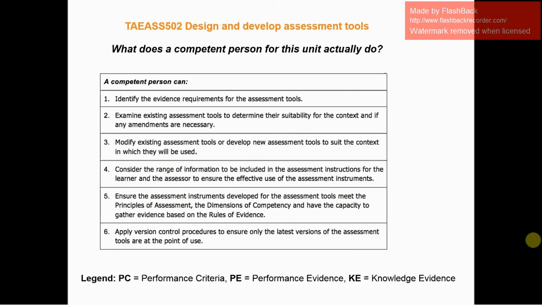From number 1, where you identify the evidence requirements for the assessment tools. Don't forget there are 5 tools we're looking for here. Right through to number 6, where you then make sure you've got all that version control and document control to ensure only the latest versions of the assessment tools are at the point of use. So I've tried to summarize this unit into those 6 steps.